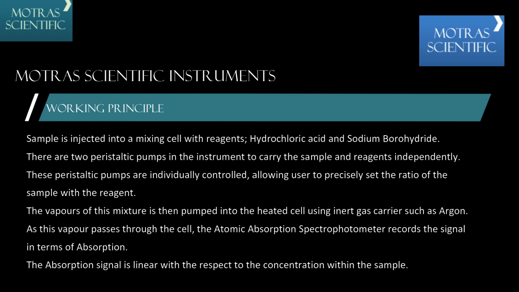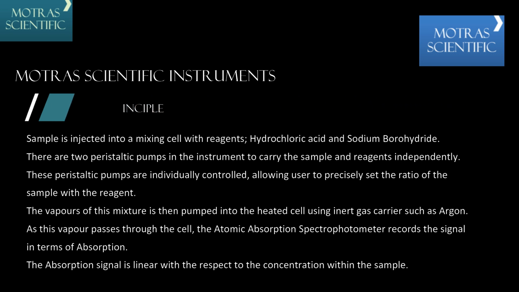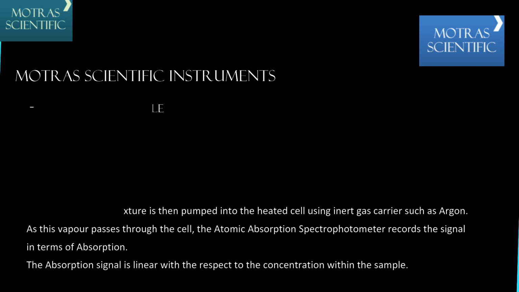The vapors of this mixture are then pumped into the heated cell using inert carrier gas such as argon. As this vapor passes through the cell, the Atomic Absorption Spectrophotometer records the signal in terms of absorption. The absorption signal is linear with respect to the concentration within the sample.